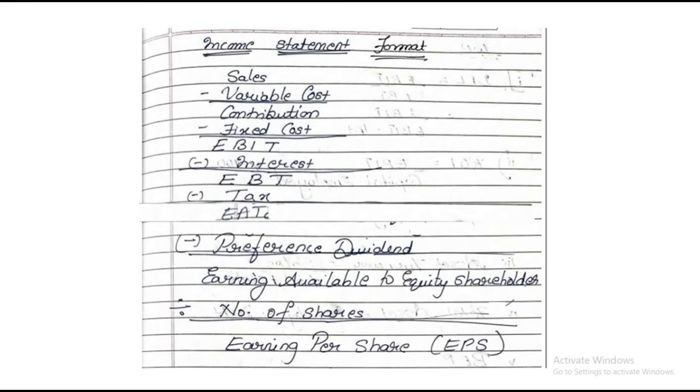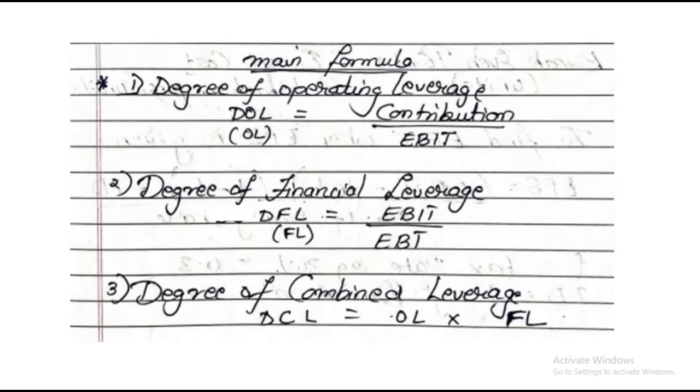Next, the main formulas. The leverages have three main formulas. Number one, degree of operating leverage, which is equal to contribution upon EBIT. Second is degree of financial leverage, which is equal to EBIT upon EBT. And third, we have degree of combined leverage, which is nothing but the product of operating leverage and financial leverage. These are the three main formulas in order to calculate leverage.